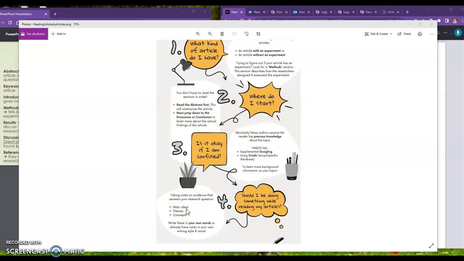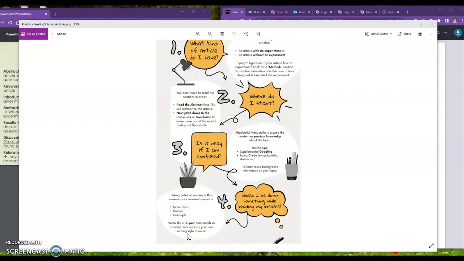Do not highlight every single sentence or write down every sentence. What you're going to do is highlight usually what are the main ideas in the abstract and what's the main idea in the discussion or conclusion. That means what are the main ideas, what are the bigger themes, and some concepts.